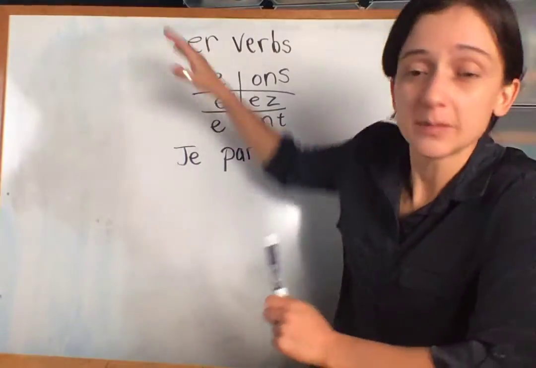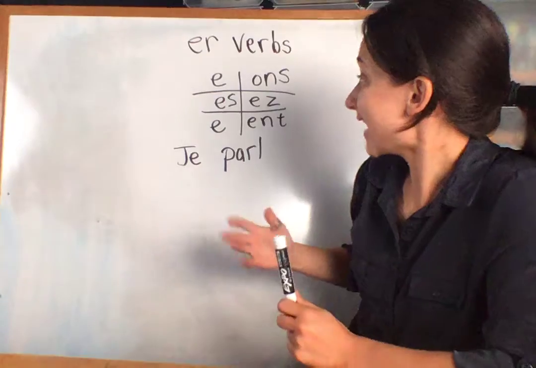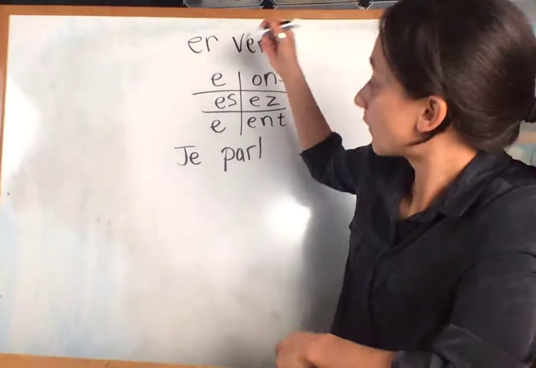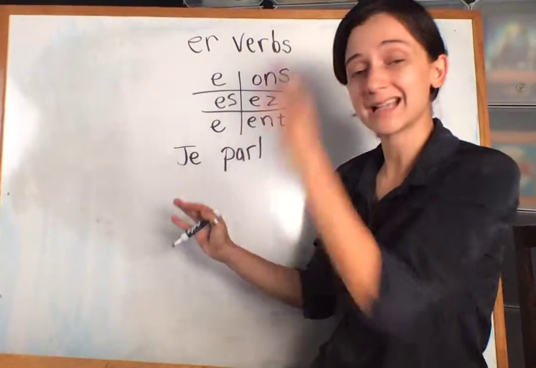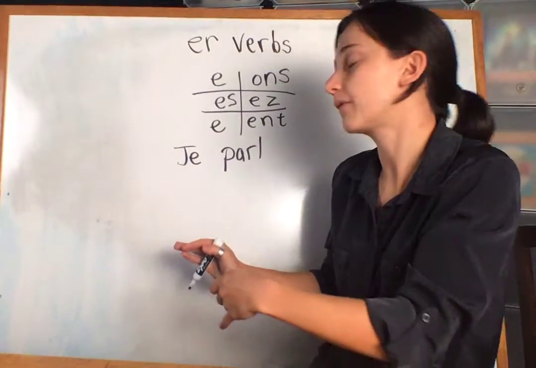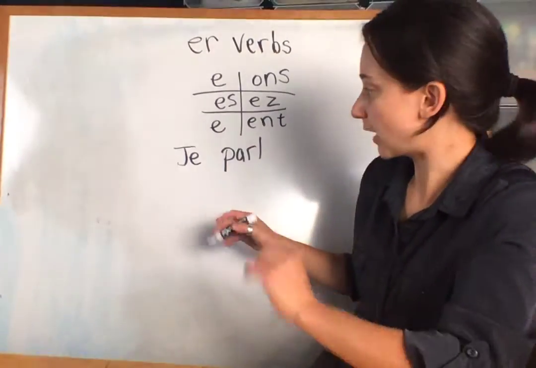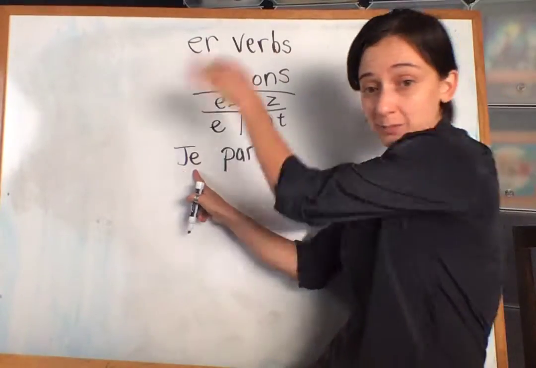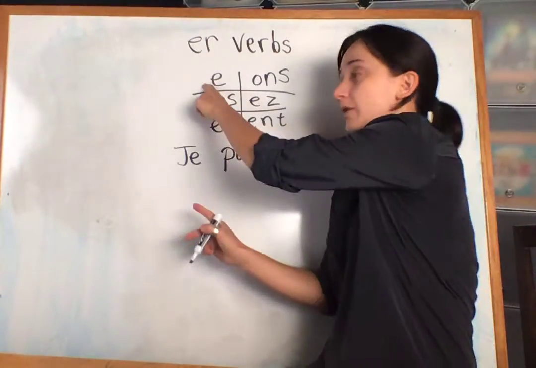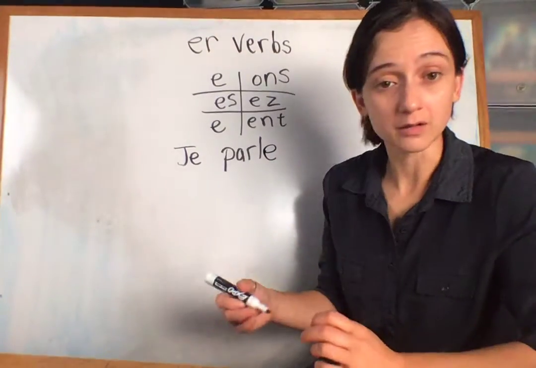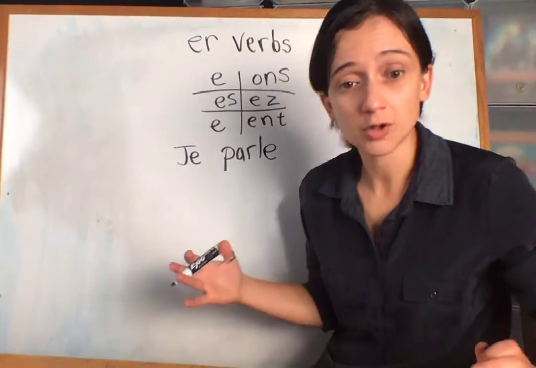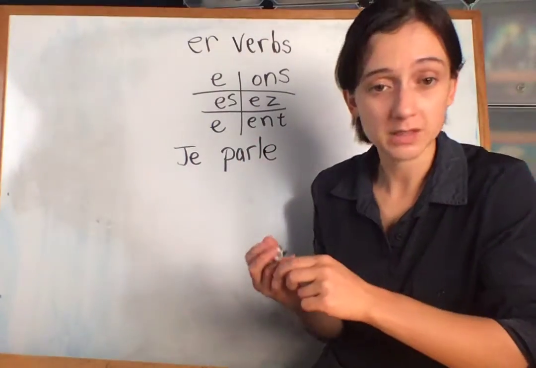Then you're going to put on your ending. Put on the ending that goes. So for this case, the ending matches the subject, just like it has before in être, just like it has before in avoir. What section goes with je? Well, this top left section goes with je. So it's je parle. And that's it. You've correctly conjugated this verb.